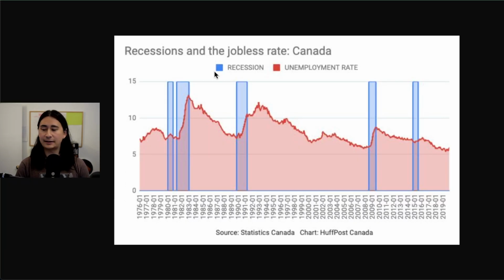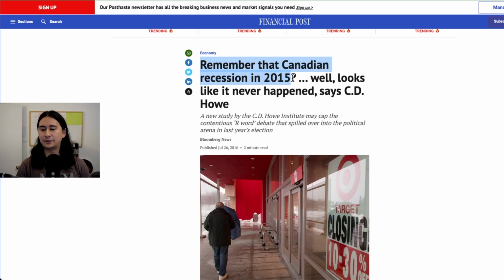Tying this into Canada, we're looking at the early 80s recession, early 90s recession, 2000, we didn't have a recession, and during the GFC. And if you look at this guy and wonder what he is, remember the Canadian recession of 2005? Well, looks like it never happened. So we can ignore that one.